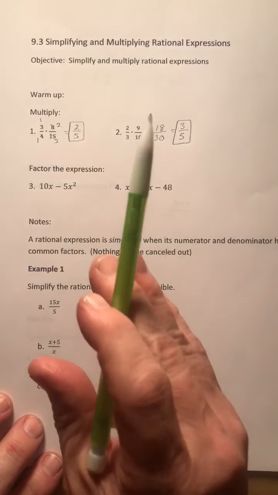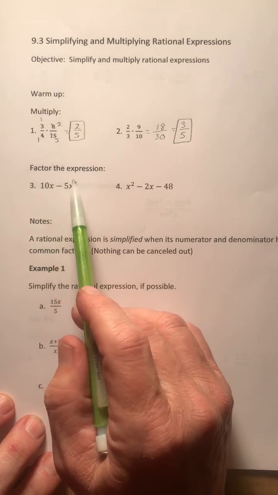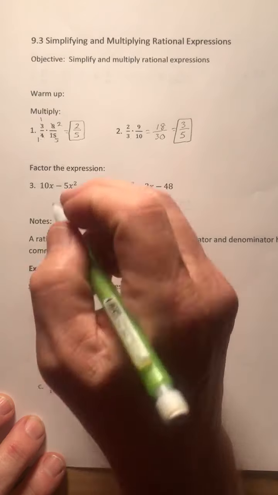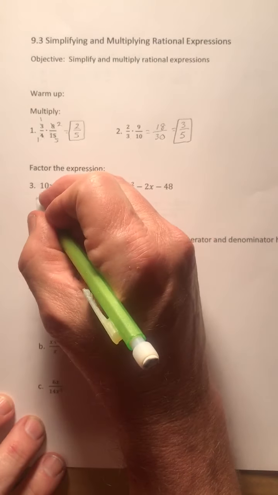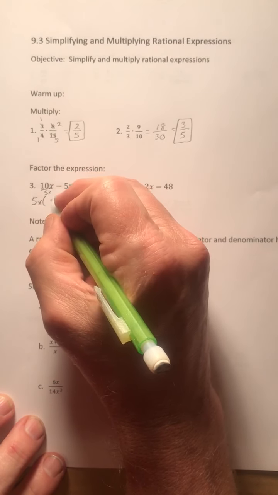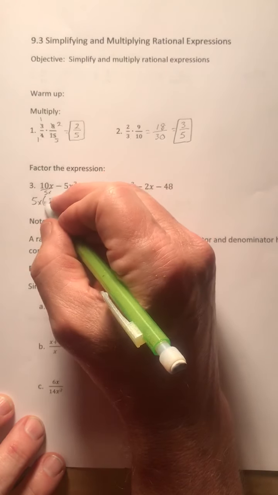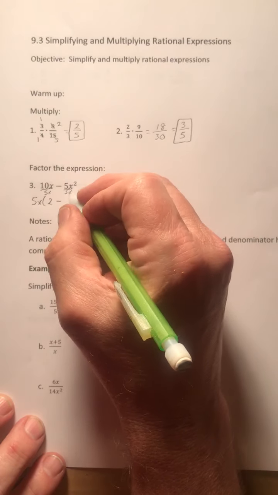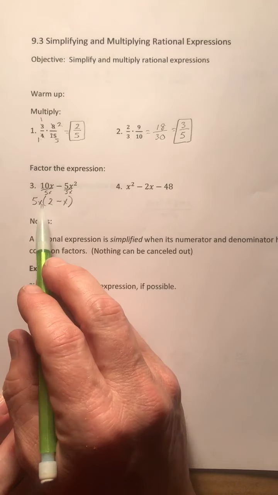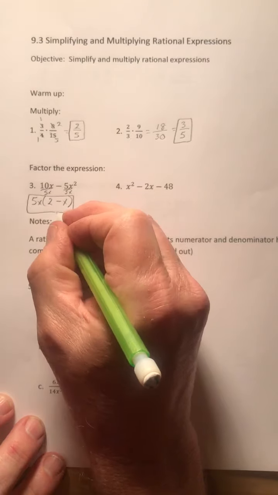All right. Number 3, we're factoring this. Again, factoring out the GCF. So let's see, 10 and 5 both divisible by 5. X and x squared both divisible by x. So I would factor out the GCF, which is 5x. Divide 10 by 5x, and we get 2. Minus, divide 5x squared by 5x, and we get x. So 5x times 2 minus x. And that is what it would look like factored out.